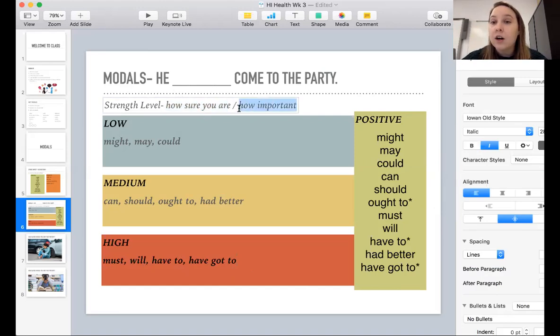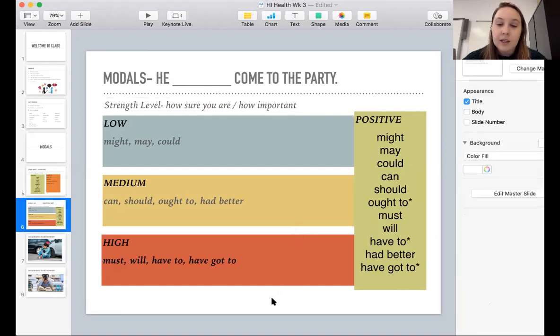And it can also show how important it is. You must come to class is stronger than you should come to class. It shows how important it is. You must do this. You will go to the party. It's important that you are there. There is no other option. So take a look at those. If you have any questions, please let me know. We're going to be doing some practice with them, and you're going to be doing some practice for homework.